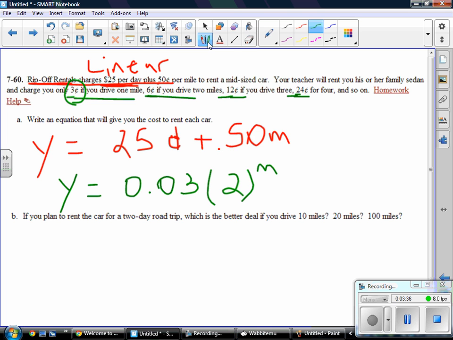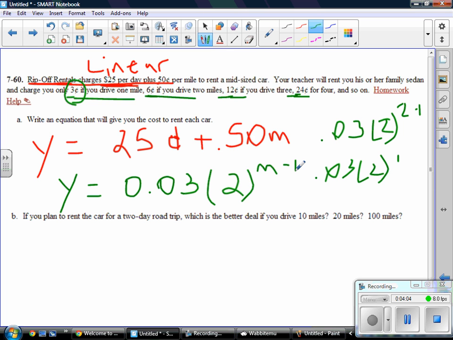So let's say 0.03 times 2 to the, let's say we go 2 miles. So it would really be 2 minus 1. Does that give me 6 cents? That would be 0.03 times 2 to the first. Yes, it's going to give me 6 cents. So my exponent is really going to be number of miles minus 1. Okay, so those are my two equations.